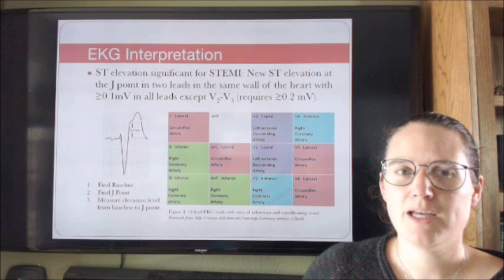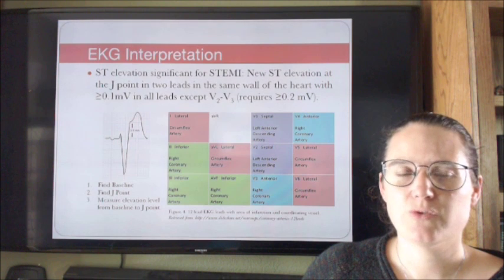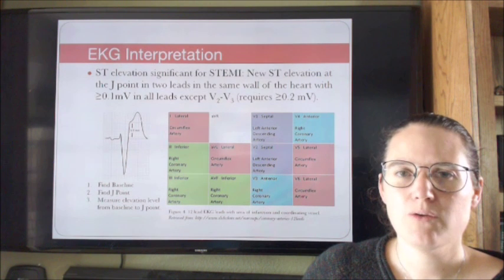And then you want to measure the distance between these two lines. This is your ST elevation. It is significant if it is greater than 1 millivolt in all leads except for leads V2 and V3, where it must be greater than 2 millivolts.